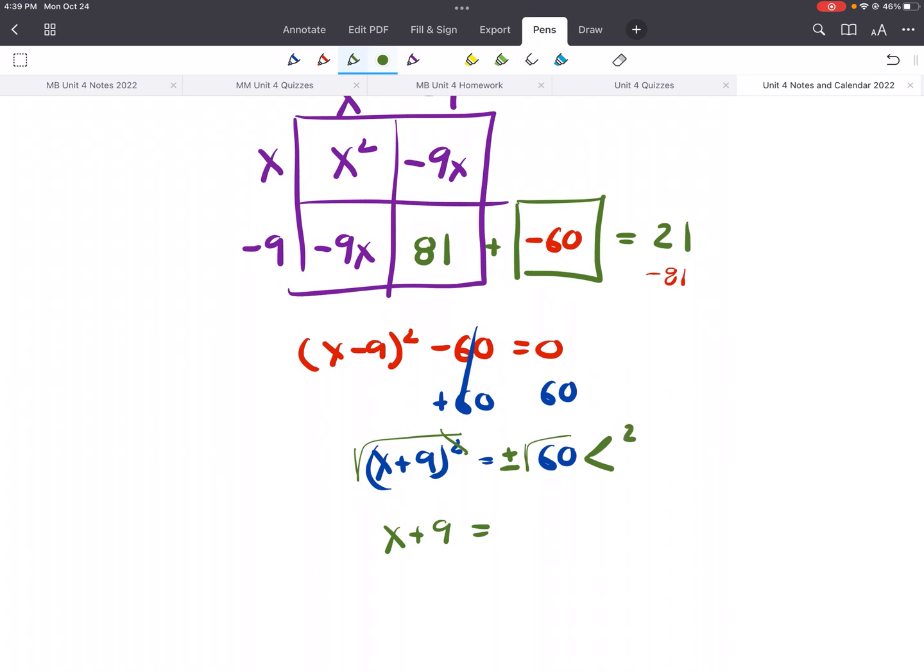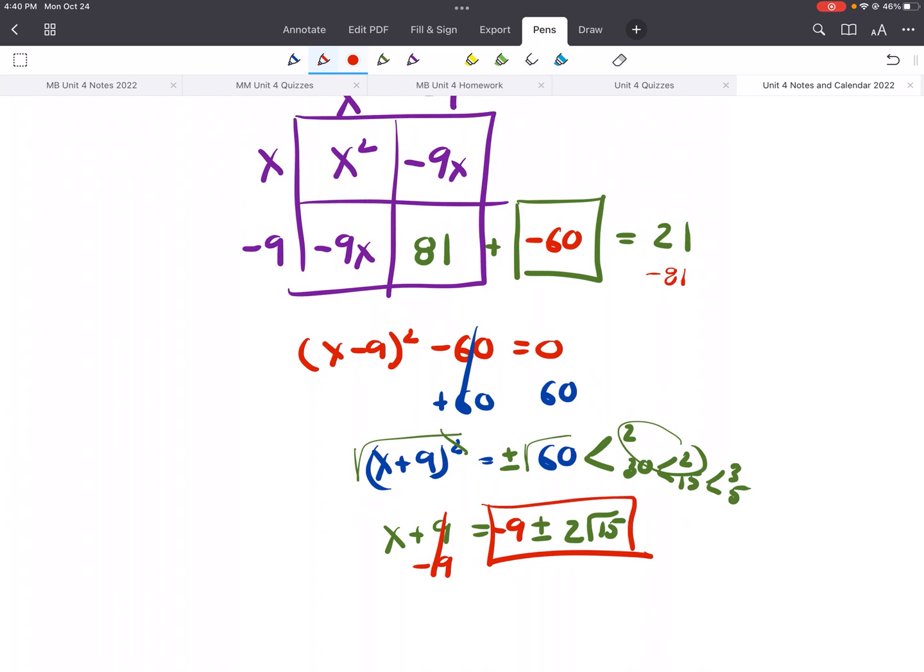Don't forget simplifying your root. So we could do what? 2 and 30, 2 and 15, 3 and 5. So here we have a group. So plus or minus 2 square roots of what's not in a group. So that's 3 and 5, so that's 15. And then the last thing would be to do what was inside the parenthesis. So we'd subtract. So this would be our answer: x equals -9 plus or minus 2 square roots of 15.